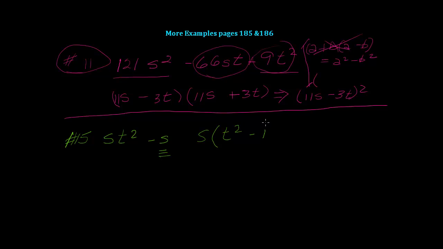This is a light bulb moment, because that is a difference of two squares. So we can now factor that. The difference of two squares is, remember, a plus b times a minus b. In this case, that is t minus 1 times t plus 1. And that is the factor of number 15.